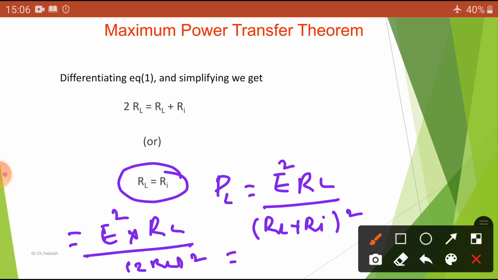So here that value, what is the value? Here this is a 4, this is a 4, it will become 4 RL square. This one will get cancelled. Then what are we going to get? E square by 4 RL is the equation for maximum power transmission. Hence the maximum power is equal to E square by 4 RL. If you know the E value and the RL value, you substitute, and that is the power at that condition.